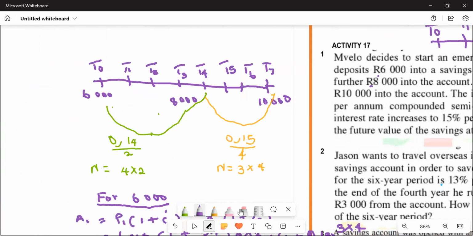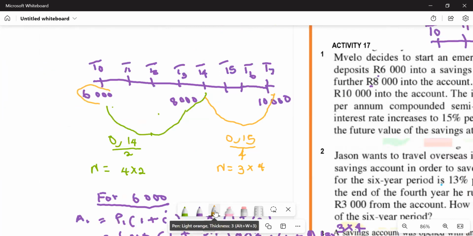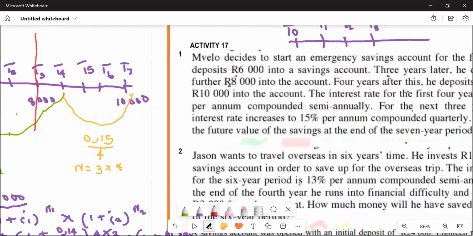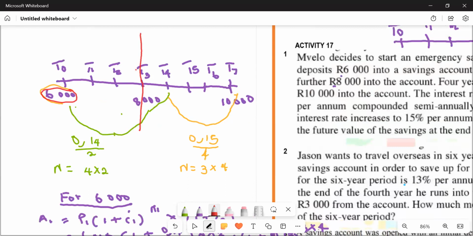Remember, here's what we have. We have Mvelo who deposits 6,000 at T0. This is T0. And then 3 years later, we'll put a gate to say, which 3 years later, he deposits 8,000. Let me just be sure. 3 years later, he deposits 8,000. So here, he's going to put 8,000. So this is going to be our P1. This is going to be our P2.